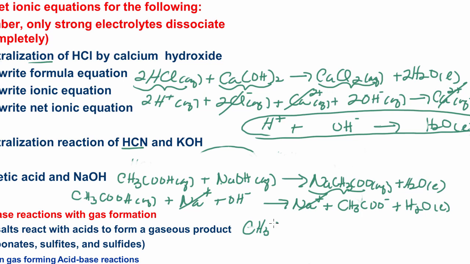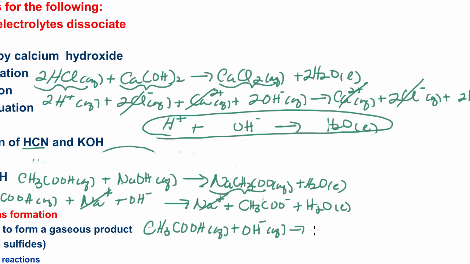And our net ionic equation then is acetic acid plus hydroxide ion to yield our acetate ion plus water. This is our net ionic equation.